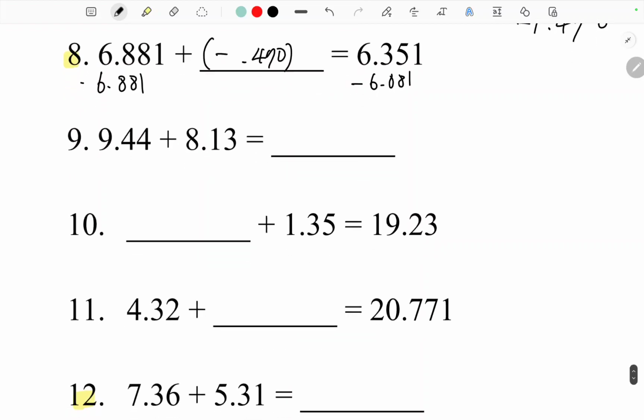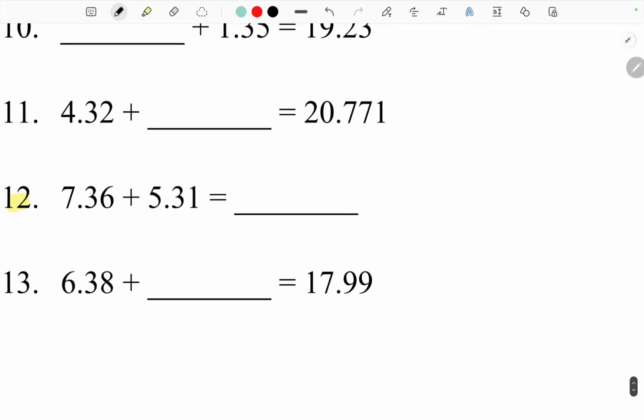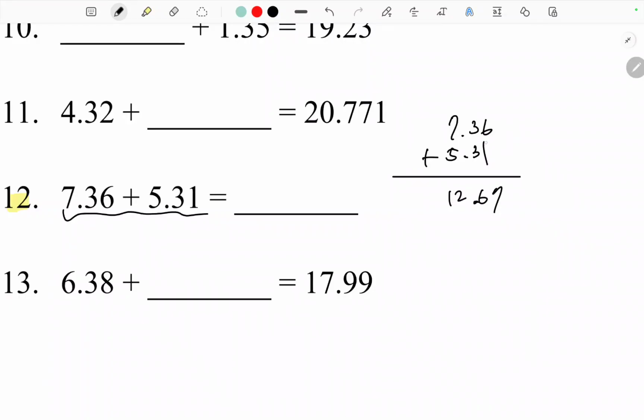Okay. Oh, this is basic addition. 6.12. You're just adding like this. So this becomes 12.67.